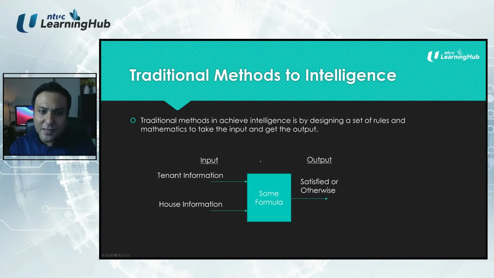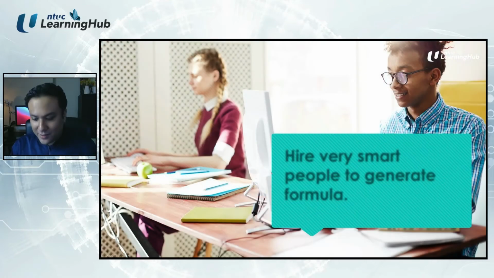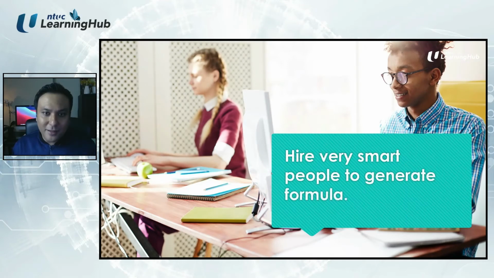Well, traditionally, we achieve intelligence by designing a set of rules and mathematics to take the input and get the output. So our input is the tenant information and the house information. This is what we want to feed into the machine. The machine must output whether the person is satisfied or not. So in order to map the input and generate the output, we need to create a formula, right? And in order for us to create a formula, we hire very smart people to generate the formula.